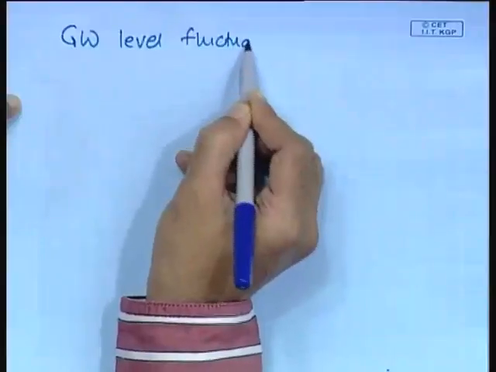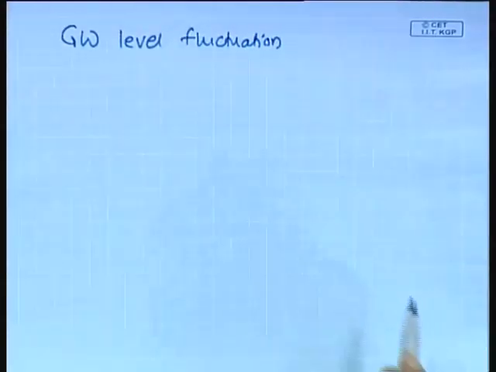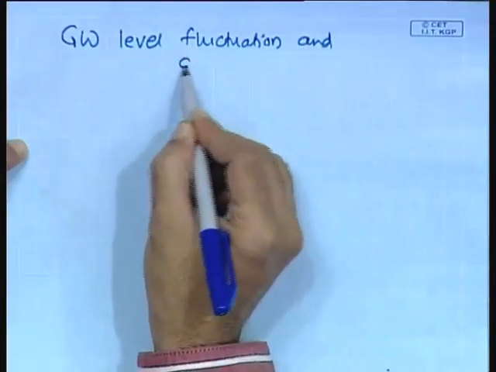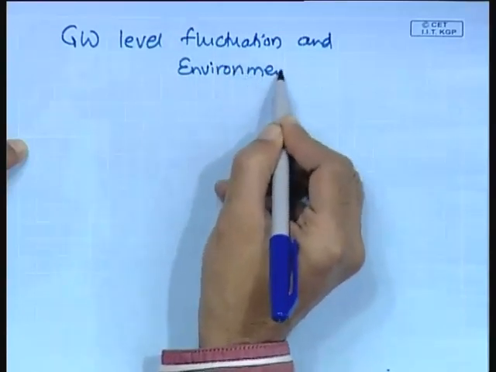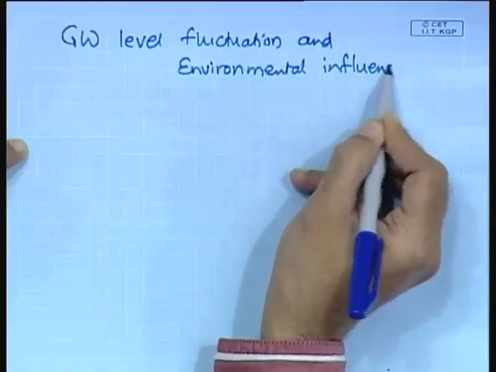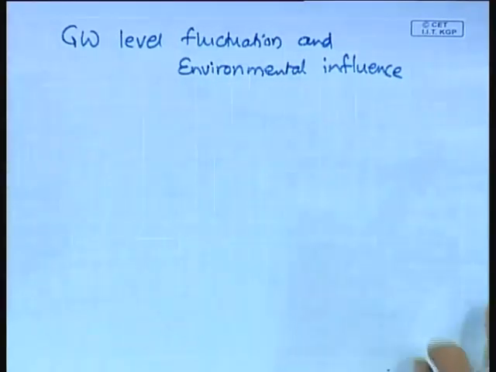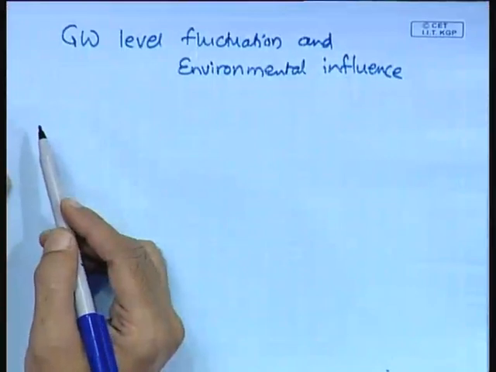Groundwater level fluctuations and environmental influence. As I was mentioning, groundwater provides a necessary water security extended over space and time. So, we should see that the level of groundwater in the unconfined aquifer is known as the water table.